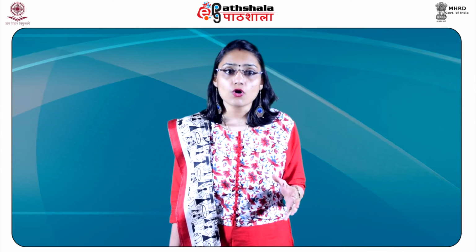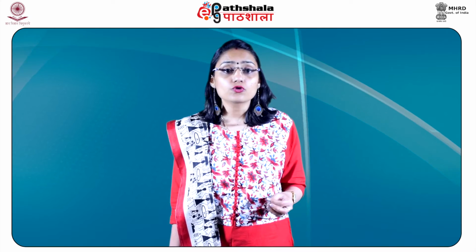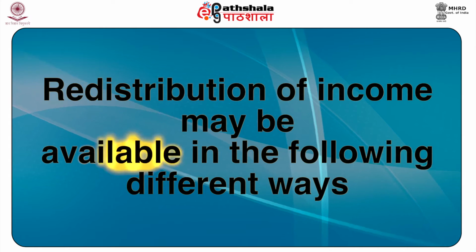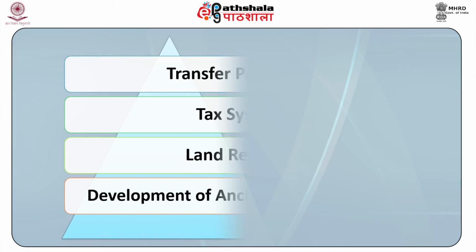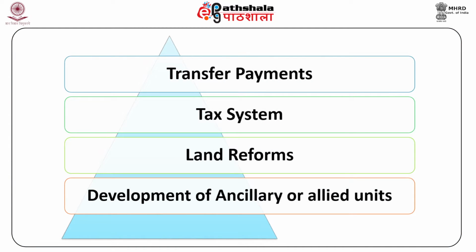The redistribution may be for short term, that is temporary or part-time or casual, or it could be long-term permanent basis. Redistribution of income may be available in the following different ways. First, transfer payments. The redistribution can also be attained by way of transfer payments in the form of food subsidies or vouchers, housing benefits, subsidized higher or professional education, car or transportation facility, etc., or in some other suitable ways.